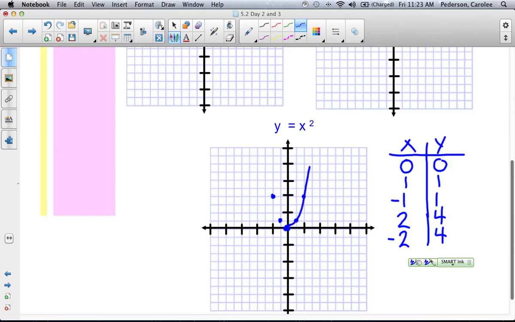And then we'll graph our parent function. That's before any transformations have occurred. Notice where the vertex is. The vertex, which we call our critical point, is at 0, 0. The axis of symmetry that cuts that graph in half is at x equals 0. This parabola opens up.